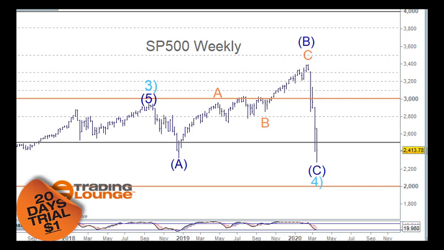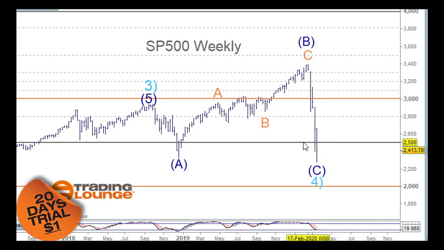Starting with the S&P on the weekly chart here, we can see that we've got an expanded flat correction here, where we have the A wave here, the B wave up here, and the C wave down through here. And we can count 5 waves down through here as such.